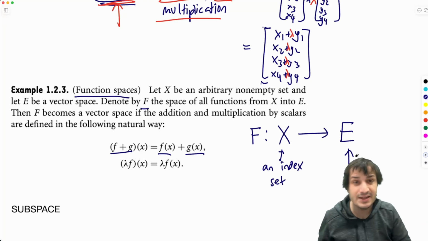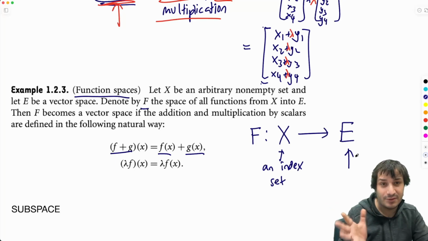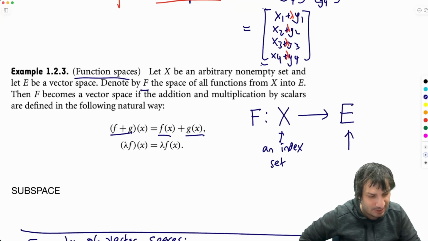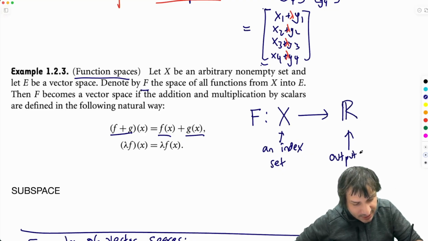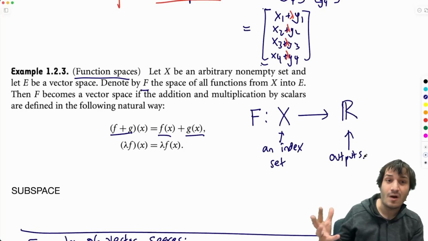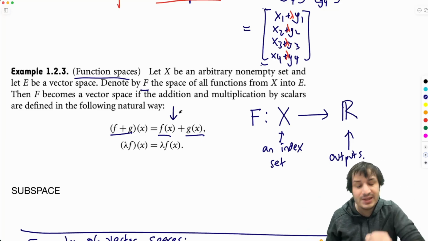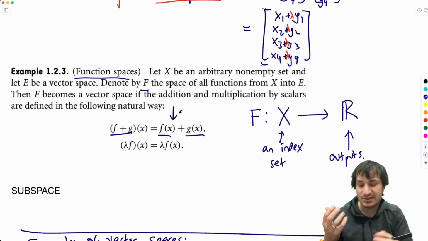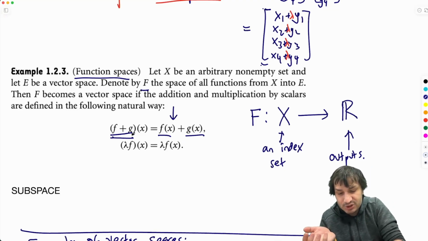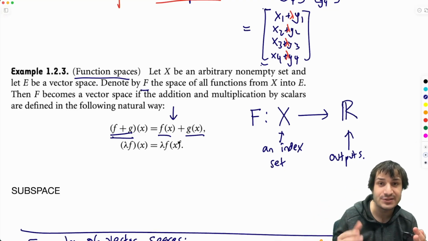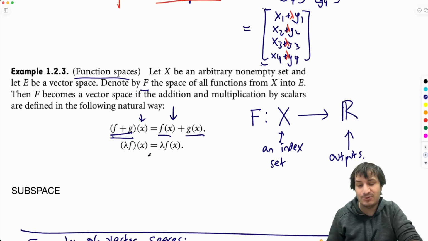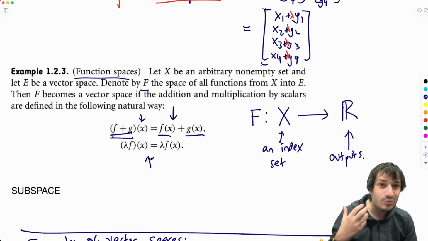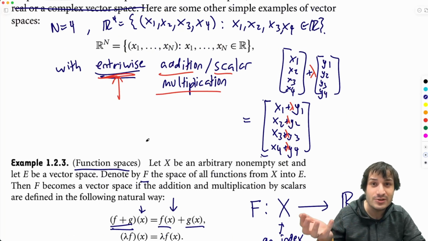So X here is just sort of an index set. And E, this is the output of the thing. Let me do a special example and make the output set just R to make it a little bit simple. So if you have functions that are R valued, then you have this really simple formula for adding together functions: if I want to add together the two functions f and g, then I should add f of x with g of x to evaluate f plus g at x. Very simple. It's like what you would expect. Same with scalar multiplication.